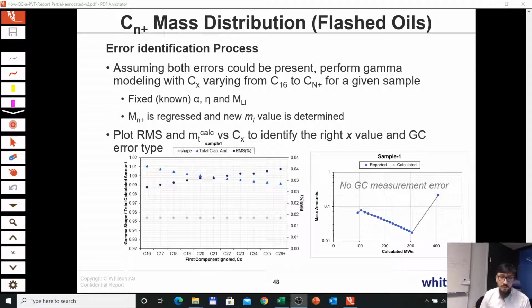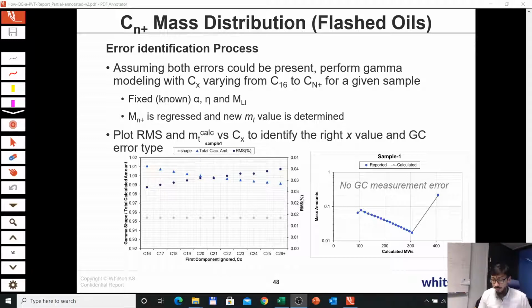Once you get the flash oil composition measurements from the lab, you have like 10 samples, 15 samples, or 100 samples. You don't know which sample has what problem: which sample has only an internal standard problem, which has only a baseline shift problem, which has both. Sometimes the lab may use an internal standard for measuring the composition, sometimes they don't. So it's always good practice, if you are using a lab for compositional measurement, to ask the lab if they have used an internal standard.